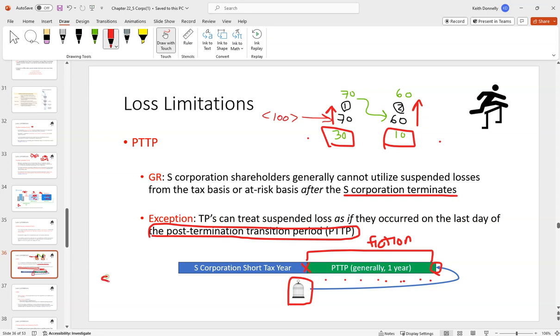You can think of it kind of like a second bite at the apple. What we mean by that is normally when an S Corp terminates, you lose these things that are caged up, jammed up. But this rule says, hey, we'll give you a hypothetical, a fiction 1 year period to build up your bases in these items so that you can utilize these trapped or suspended losses.